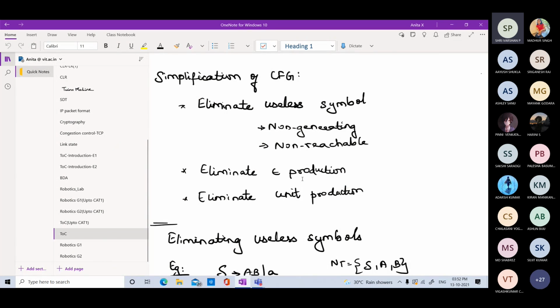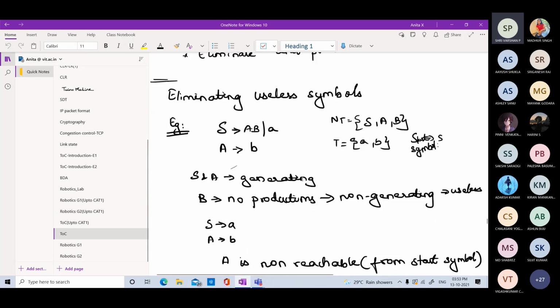So what is a useless symbol? Here we have to talk of the useful symbol. The symbol here represents the non-terminals. If it is a useful symbol, it will have productions, and the non-terminal should be reachable from the start symbol. So the vice versa is going to be the useless symbol, that is, a non-generating and non-reachable symbol. This is the example for useless symbol.